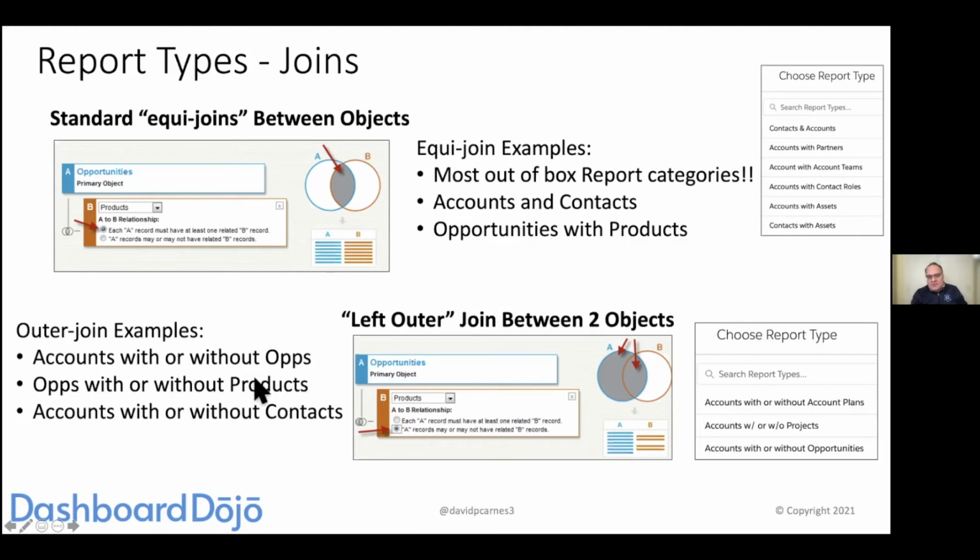We can create custom report types that take advantage of that second choice, that left outer join that gives you the full core object and the intersection with the child object. An example would be accounts with or without opportunities. I think we talked about that last time. Opportunities with or without products, accounts with or without contacts, and so on.